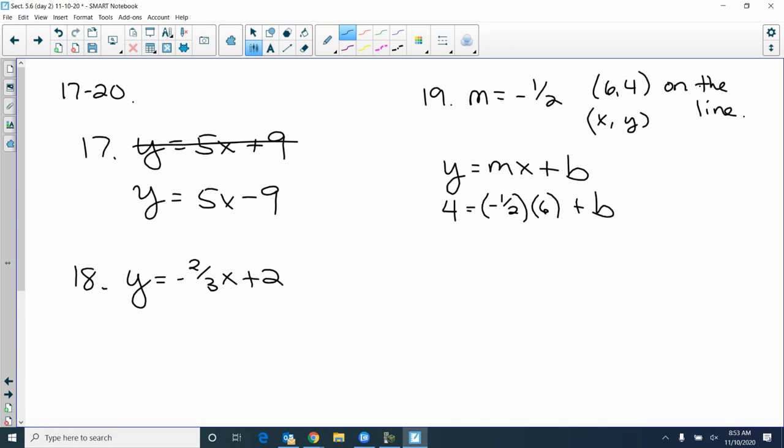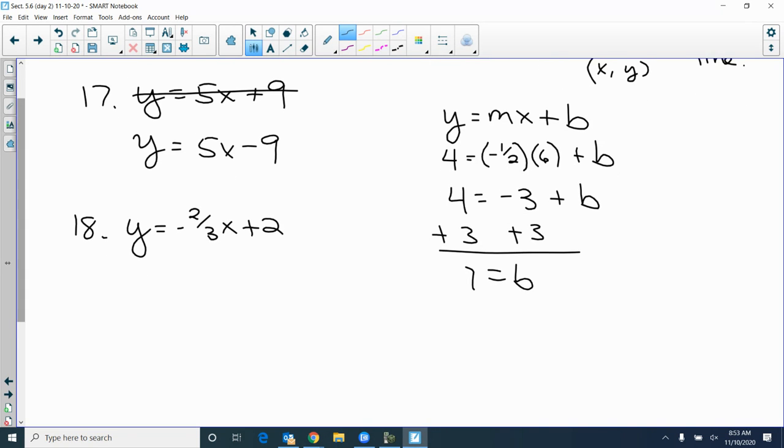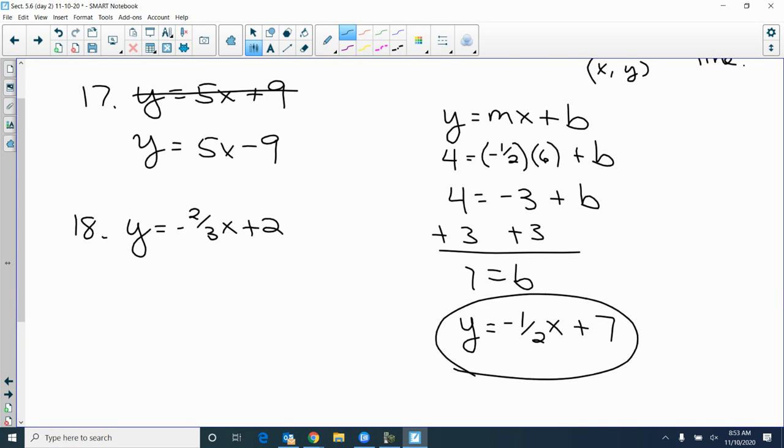Christian, what do I do then? Times -1/2 by 6. And what's that give us? -3. So -3, and then you add 3, so it gives us 7 equals b. Now you can't just leave this. You have to write the equation. So it's y equals, we know the slope is -1/2, we had to find the y-intercept, so that's what I get there: y equals -1/2 x plus 7.